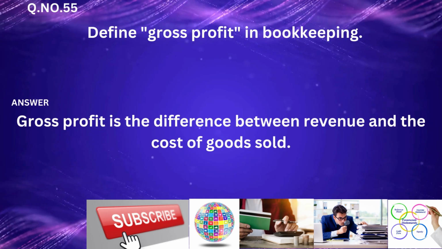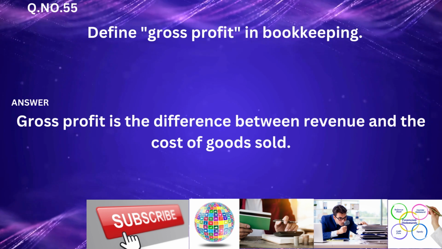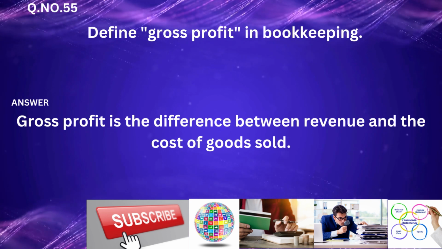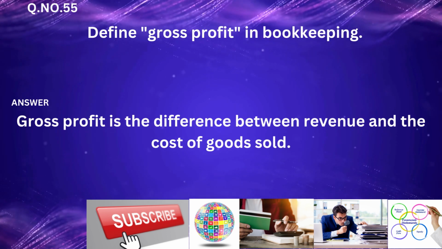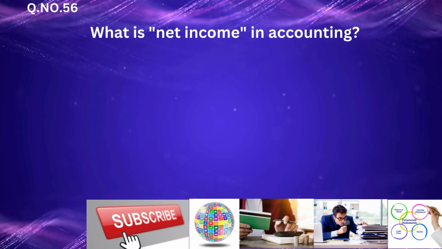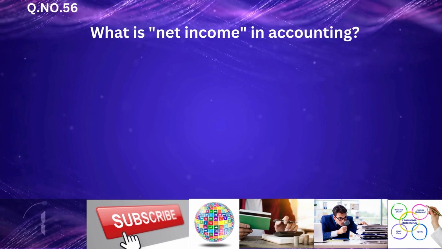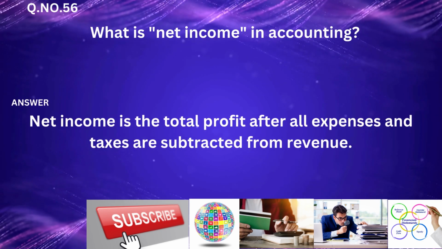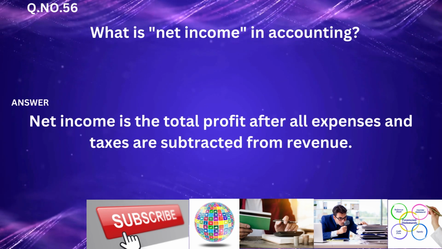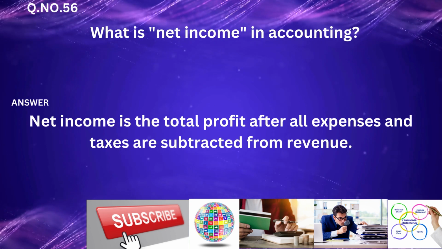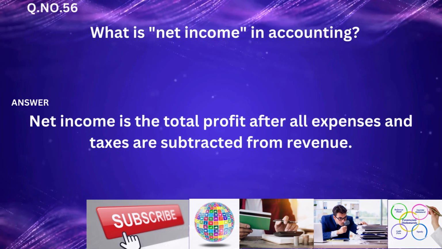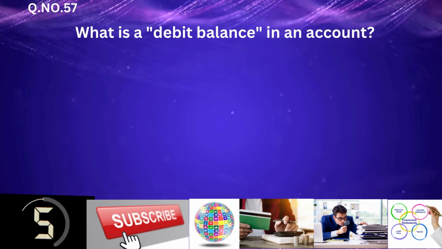Answer: a source document is evidence of a financial transaction, like invoices, receipts, or purchase orders. Question 64. What is the purpose of a general ledger trial balance? Answer: a general ledger trial balance is used to verify that debits and credits are equal in the general ledger.